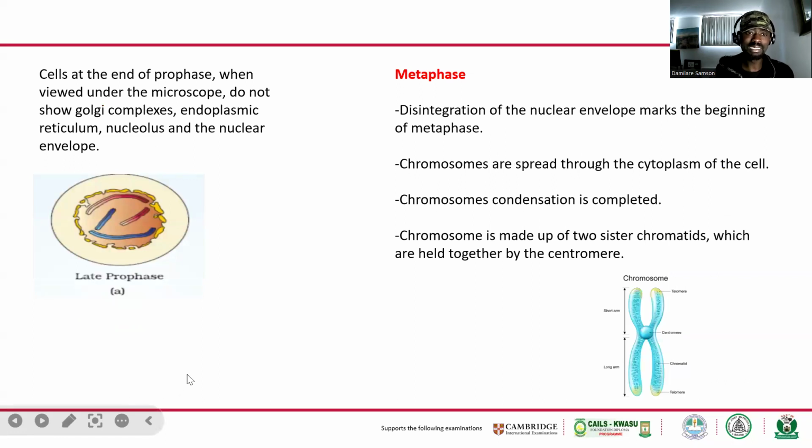Now, the cells at the end of prophase, when viewed under the microscope, do not show Golgi complexes, that's Golgi bodies, no endoplasmic reticulum, no nucleolus, and no nuclear envelope. So what are we trying to say? Remember, it was a whole cell on its own earlier. But once prophase begins, and in late prophase, meaning towards the end of prophase, you will notice that all these organelles that are supposed to be inside the cell have disintegrated, disappeared.